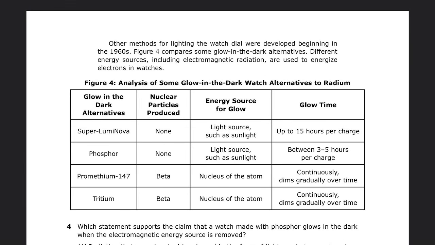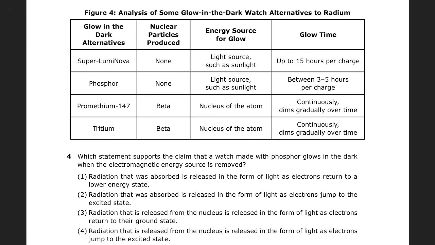Okay, then for question 4, it says that other methods for lighting the watch dial were developed beginning in the 1960s. Figure 4 compares some glow-in-the-dark alternatives. Different energy sources, including electromagnetic radiation, are used to energize electrons in watches. And then it gives us this big figure with all of the alternatives, the nuclear particles produced, the energy source for the glow, and then the glow time. So it says, which statement supports the claim that a watch made with phosphor glows in the dark when electromagnetic energy source is removed?